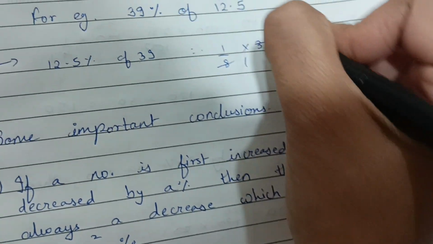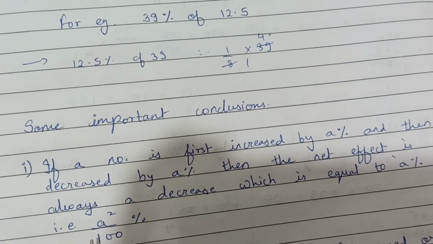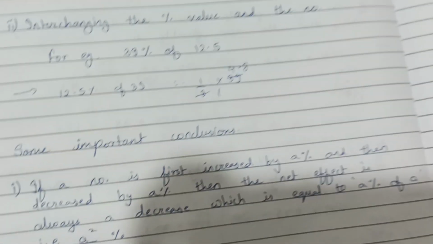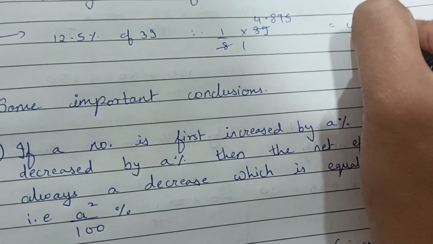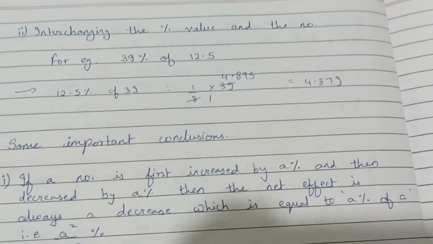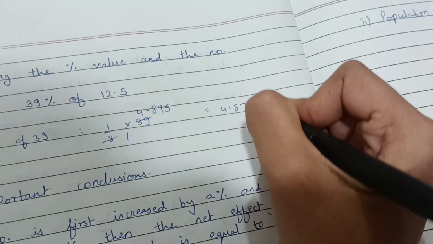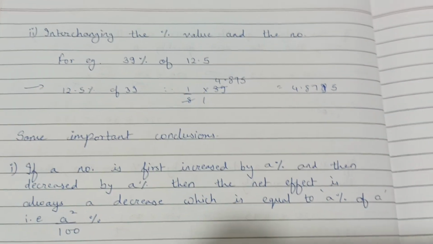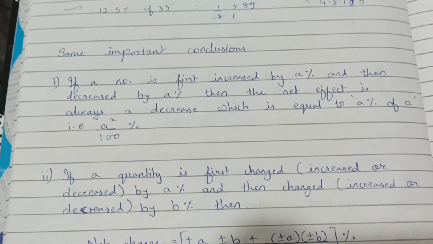So 8 3s are 24, 8 4s are 32. 8 7s are 56, 8 5s are 40. So the answer came as 4.87. Sorry, here I have written 5. 4.875.